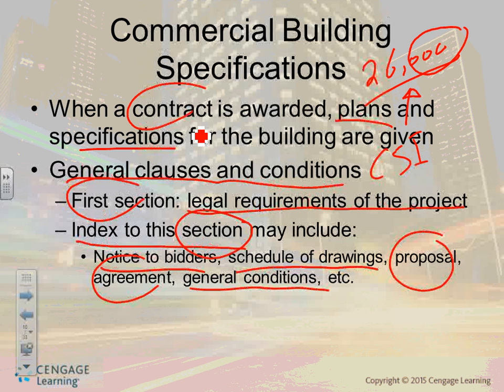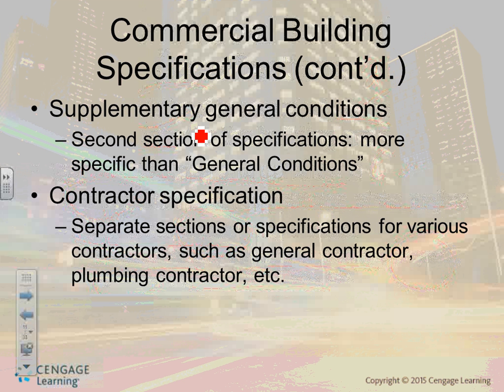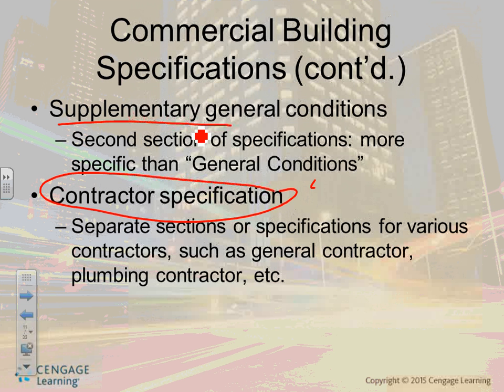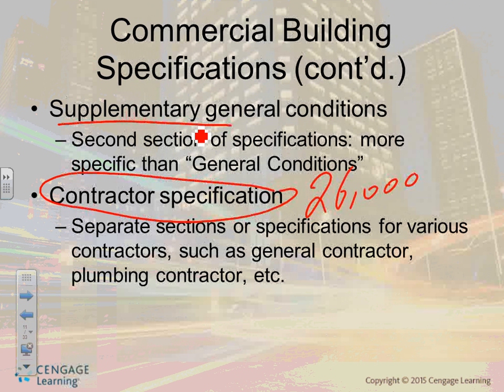Any comments, guys? Any questions about this? That's a big section of the specification. You probably will not get into it unless, like I said, you are the project manager. Then they have supplemental general conditions, more specific than the general, and disciplines and whatnot. And the last one is the contractor. This is the most important one. This is our 2600 CSI specification. These are ours.